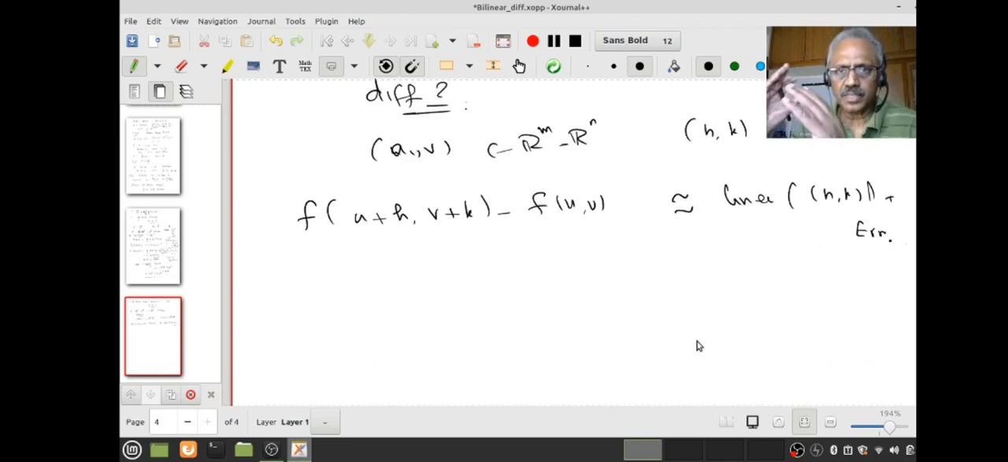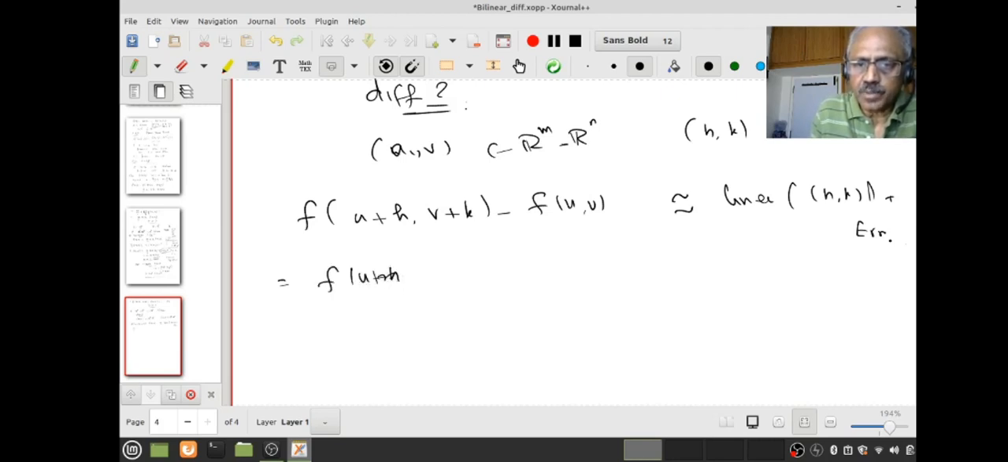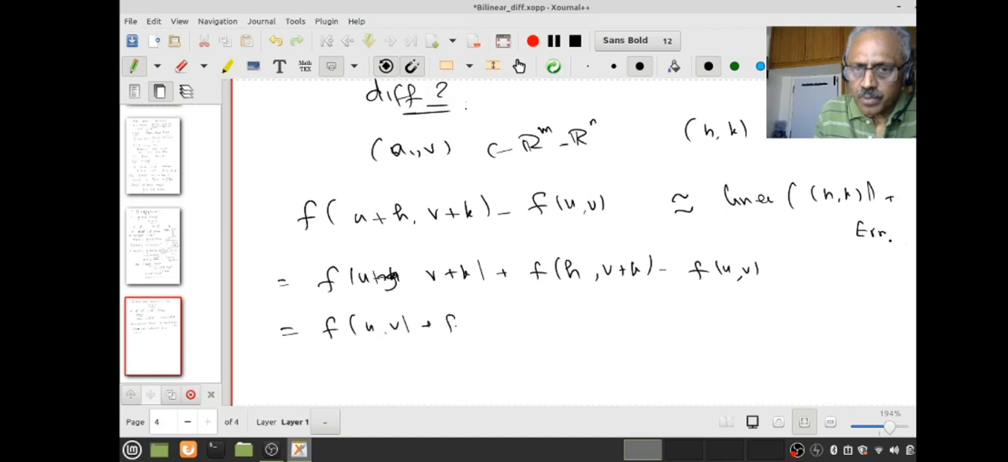Keep that goal in mind so that you know how we are manipulating or arranging terms so that we get it. Now what is f of (u plus h, v plus k)? This is nothing other than f of (u plus h, v plus k) minus f of (u, v). But this again I can write as f of uv plus f of uk plus f of hv plus f of hk minus f of uv.